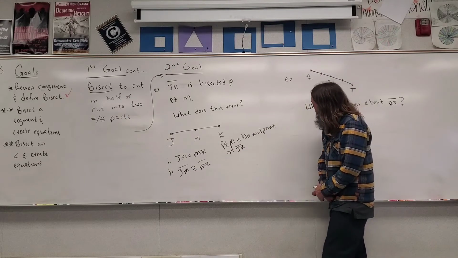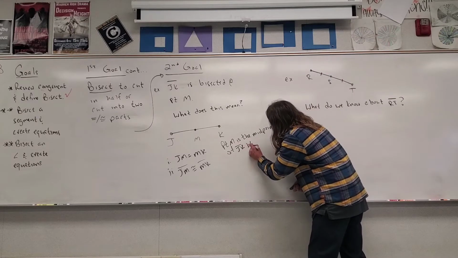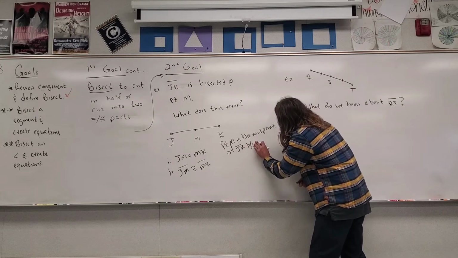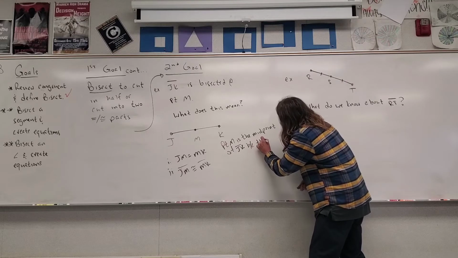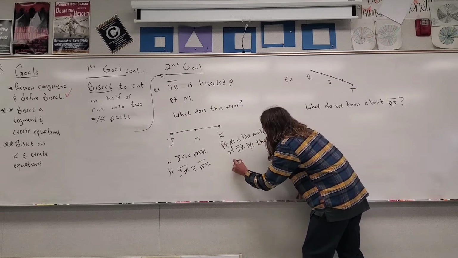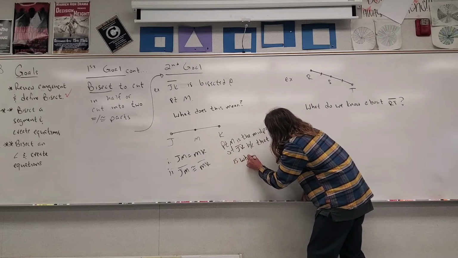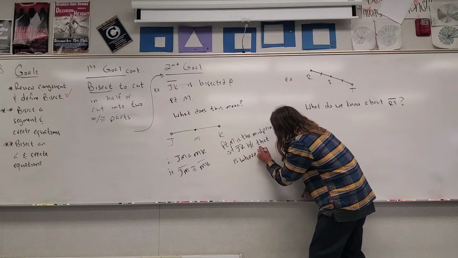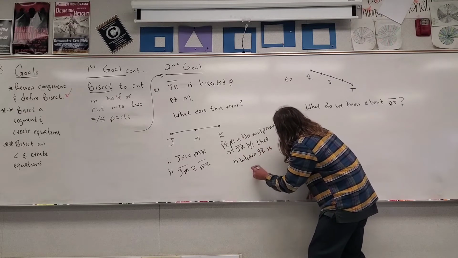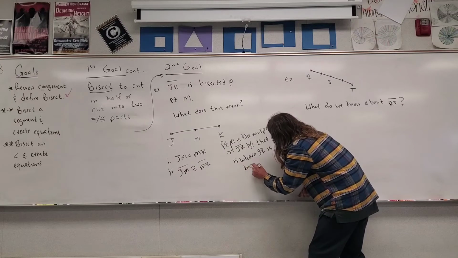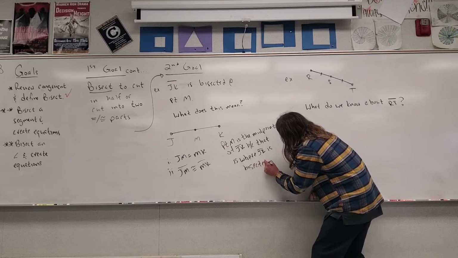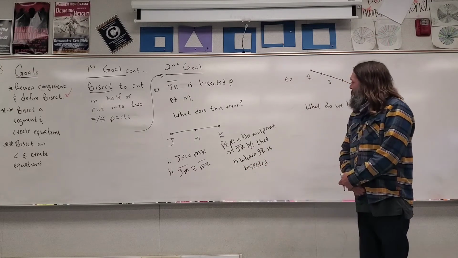Point M is the midpoint of JK because that is where it's cut into two equal parts, or that is where it's bisected. All right. So point M is a midpoint.